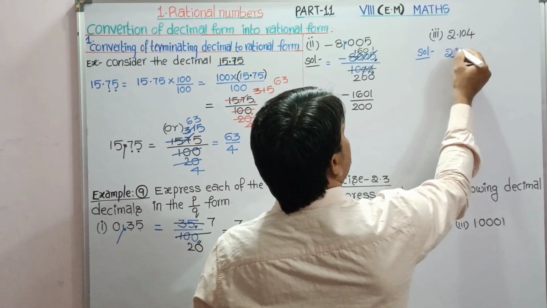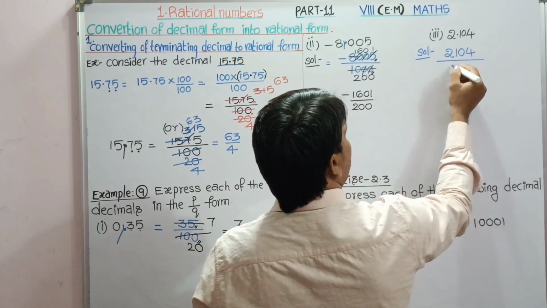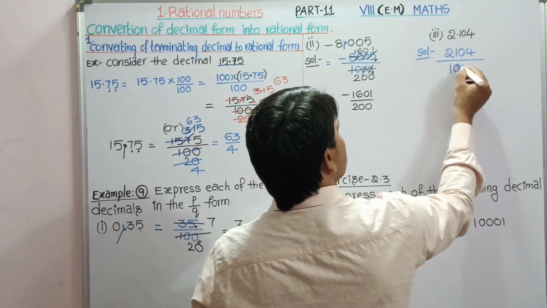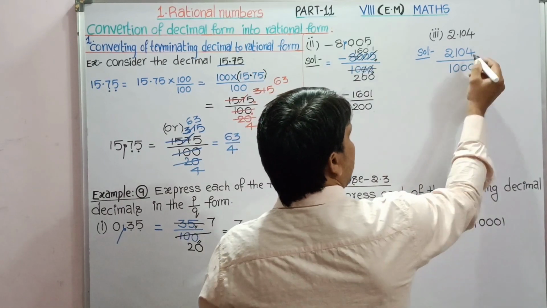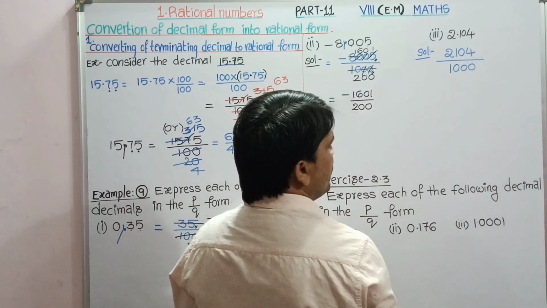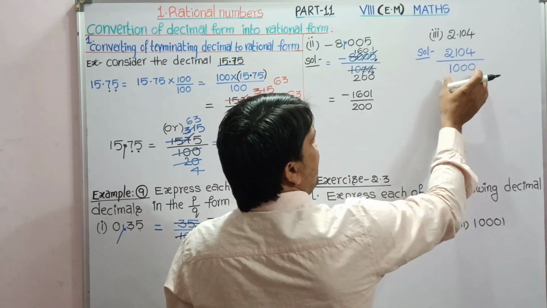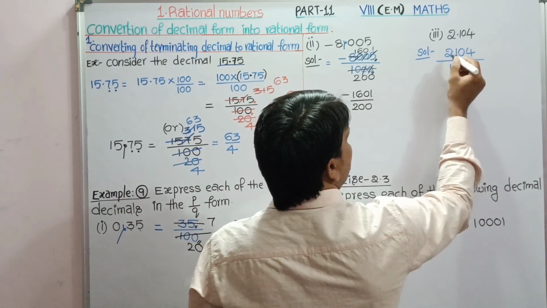2.104. Simply remove the decimal point. We write 2104 over 1000, since it has 3 decimal places, so in the denominator place 1 annexed with 3 zeros. Both are even numbers, and 1000 is a multiple of 4, and 2104 is also a multiple of 4. So we can cancel it by the 4 table.